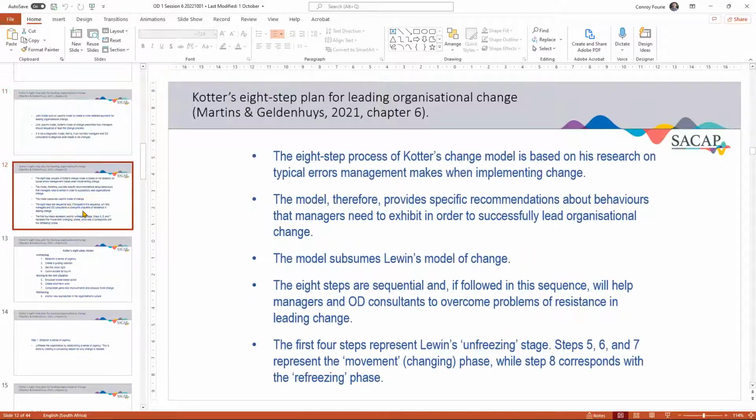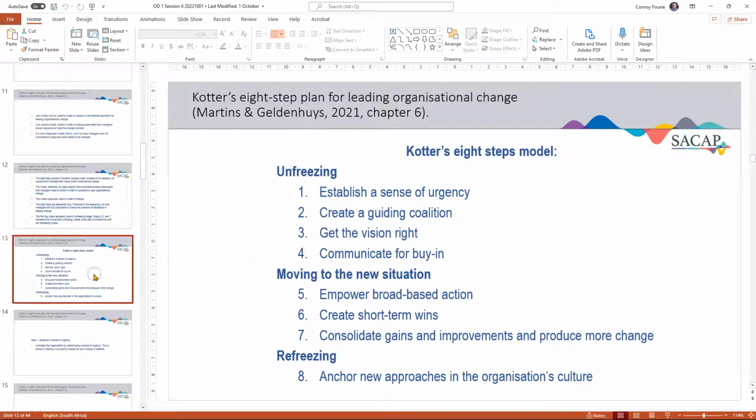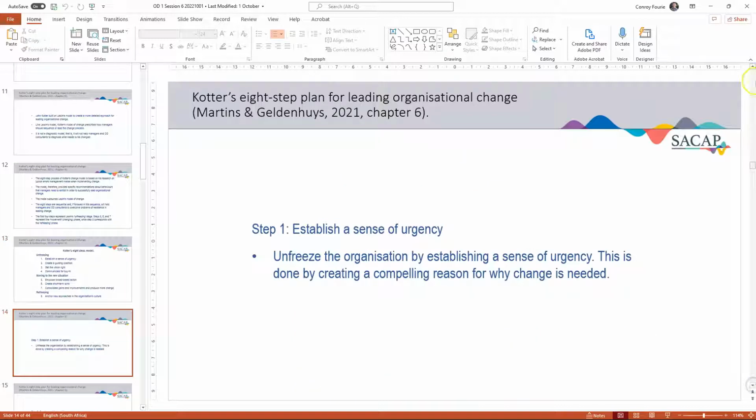And then the model here is 8 steps, and it's laid out here, Kotter's 8-step model, and then there's detail. I'm not going to go into the detail here now. There's plenty of material in that session. I've given you added material and obviously the textbook, which I think is an important model for you to understand very well. The management steps for leading organizational change or managing organizational change.